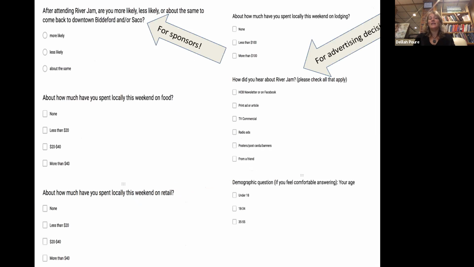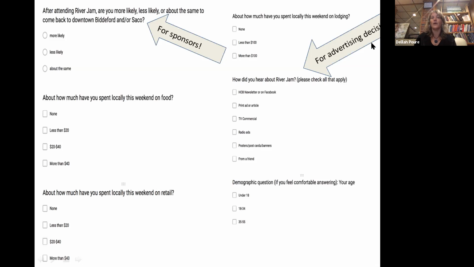This question has been very helpful with our sponsors, who are often the large banks in the area. After attending River Jam, are you more likely, less likely, or about the same to come back to downtown Biddeford and Saco? We've just found that our banks want to know that when they are sponsoring the Main Street program, they're sponsoring an event. Well, what is that event doing? Generally events don't ring cash registers on the day of events.